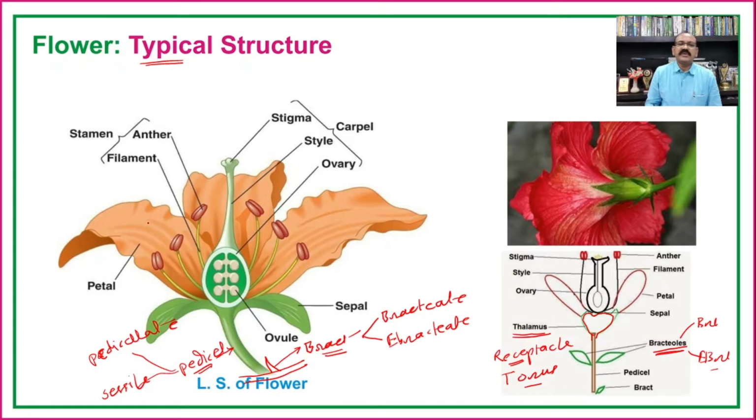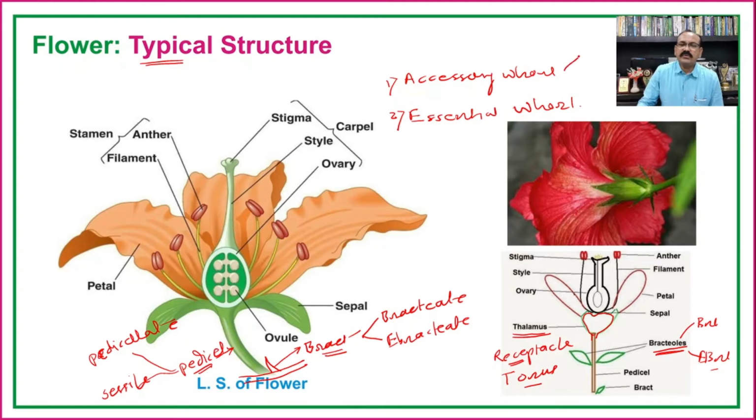Now, the different floral whorls which develop from the flower are broadly classified into two types. The first one is considered as the accessory whorl and the second one is considered as the essential whorl, and the floral whorls are classified into these two categories.